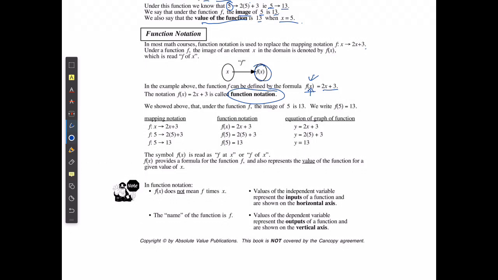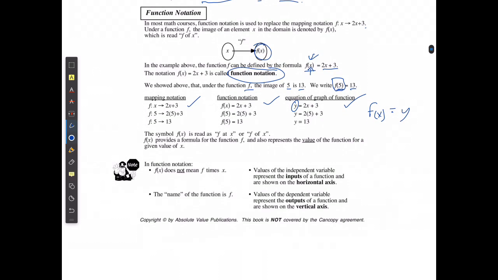We showed above that under the function f, the image of 5 is going to be 13, so you'd write that f of 5 equals 13. So we can see the mapping notation method for that, we can see the function notation, or we can see it on a graph, because we know that after the function is done, the output is going to be my y values. So f of x, when I complete my function, is always going to equal y, unless I'm using different variables.